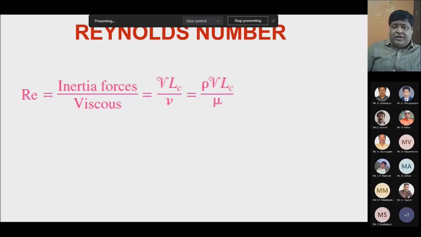Sometimes we use mu by rho, which can be called nu. Again, nu is nothing but the kinematic viscosity. It's a representative factor of mu by rho. It means that in all the calculations in heat transfer and in fluid mechanics, mu by rho very often comes into play in studies.